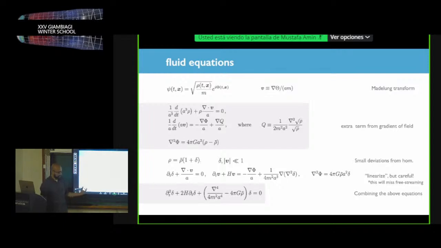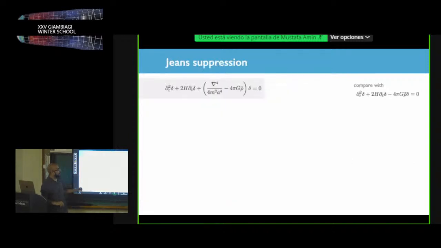Notice this equation should look quite similar to the equation that we are used to. It's almost identical except for this extra term, this gradient to the power 4. This is again coming from that Q term that was introduced because of wave dynamics.